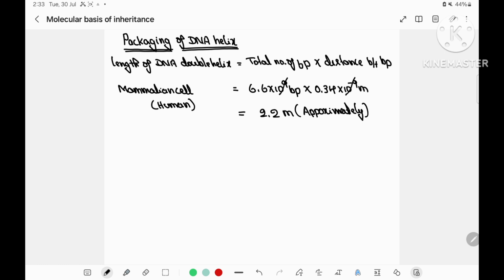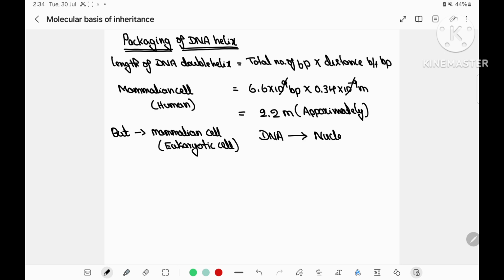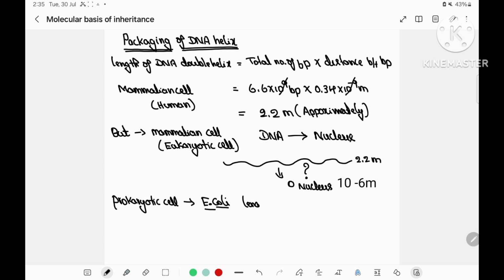We know that human cells are eukaryotic, and in all eukaryotic cells, whether mammalian or any other cell, DNA is present in a structure called the nucleus. If the length of DNA is 2.2 meter in a human cell, it will be present inside a very small structure called the nucleus, whose dimension is 10^-6 meter. How is it possible? Let us study that later.